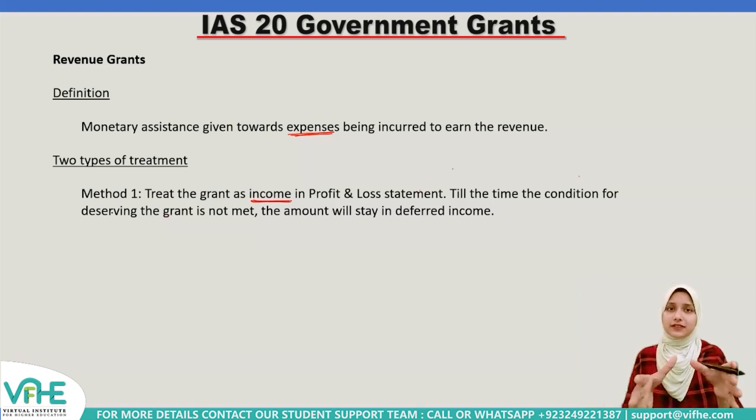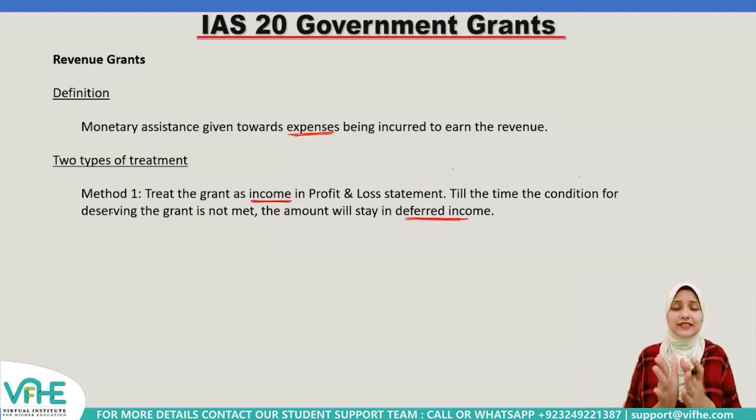The idea is you might receive the entire money in lump sum. So whatever amount you deserve for that 1 year is only what you'll be able to record as income in the profit and loss statement, on an accruals basis. The remaining that you don't deserve will be recorded as deferred income. Till the time the condition for deserving the grant is not met, the amount will stay in deferred income. On day 1, mostly you have not met any condition, so the entire money would sit as a liability in deferred income.